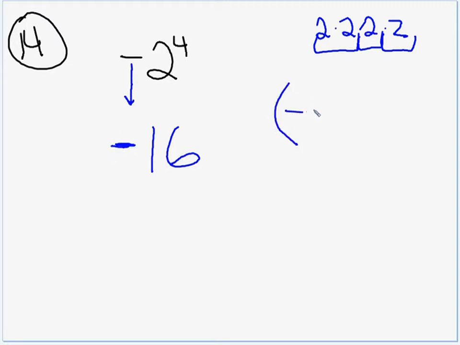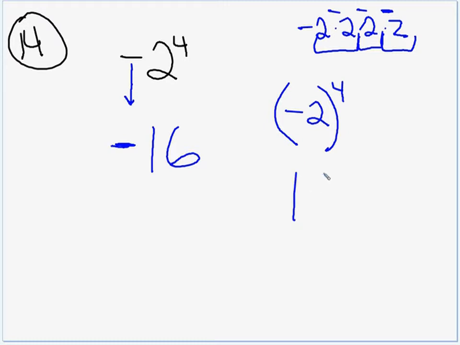If, on the other hand, that was negative 2 quantity to the 4th, with the grouping symbols around the negative and the 2, we would have a negative 2 times a negative 2, and that would be positive, and times another negative 2 would make it back to negative, and then another hit would take it back to positive.